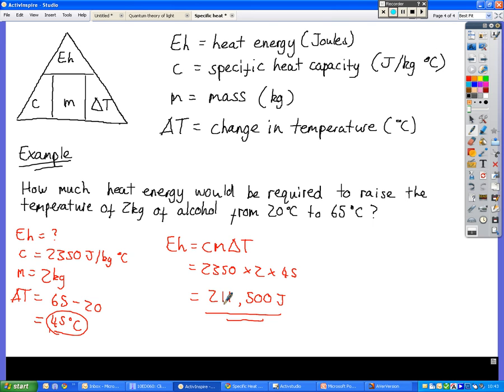Sometimes you're going to have to calculate what C is, in which case it's just EH divided by M times delta T. It's just a standard rearrangement of the formula from there. But specific heat capacity tells you how difficult or how easy it is to heat up a particular substance, and that can be used in the design of houses, in the design of factories, in the design of electrical appliances. It really depends on the situation, whether you want to have something that holds heat well or something that takes ages to heat up. So it's used in the design of all sorts of things.